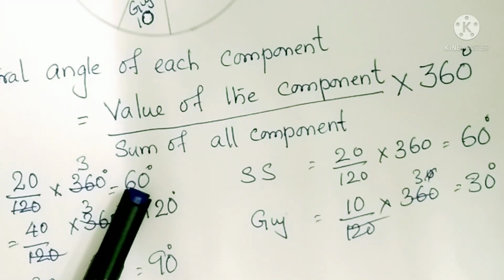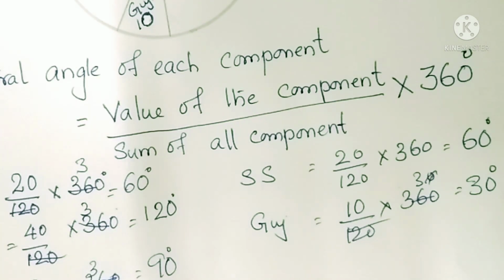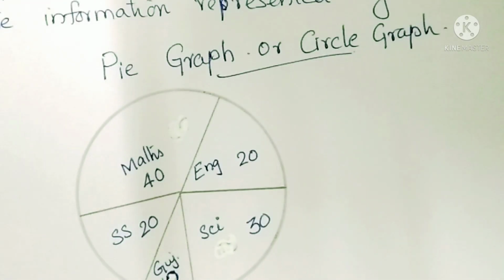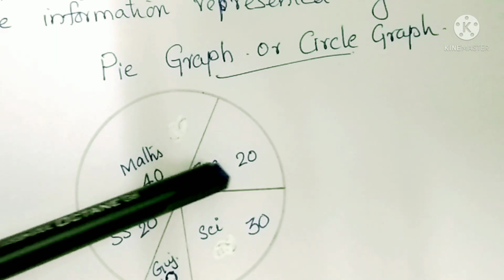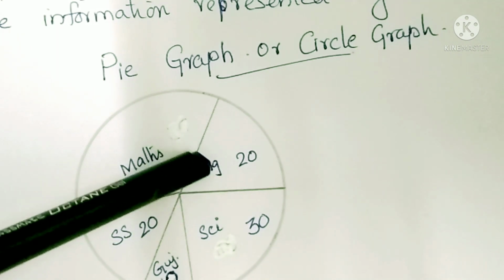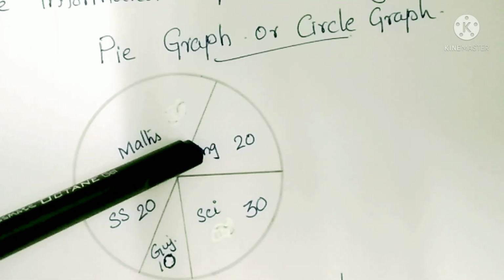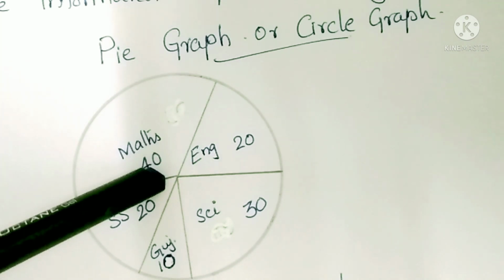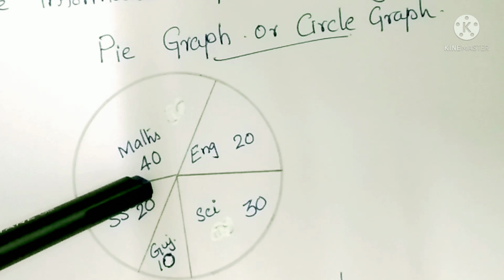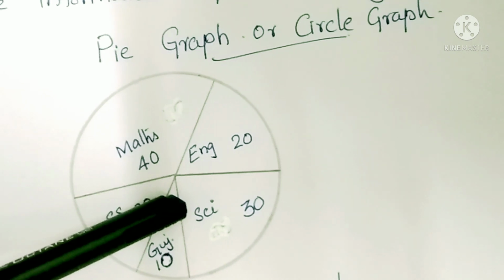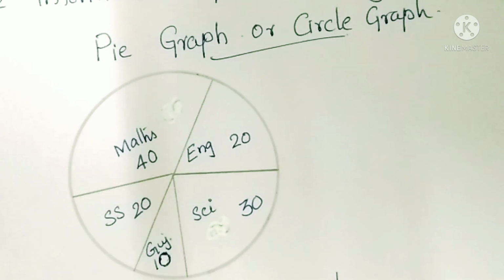total will be 360. So, this is the angle that we have to make in this particular figure. When you draw it, for English it should be 60 degree. So, this angle will be 60 degree, this angle will be 120 degree, SS is 20 marks, that is this is also 60 degree, this is 30 degree, and this is 90 degree. This is how we draw it.